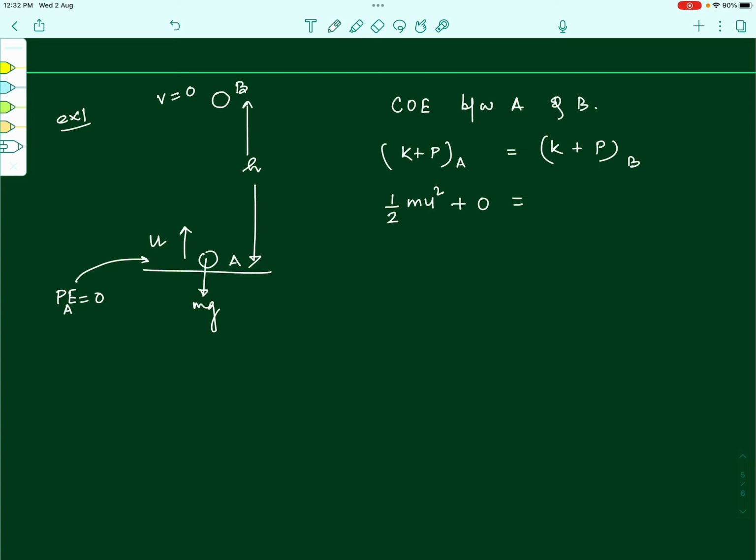At the point B, we understand that because that is the highest point of the ball, there its velocity will become 0 for an instant. So, the kinetic energy at the point B will be 0, plus the potential energy at the point B. Do we understand? Now we can write it as mgh.